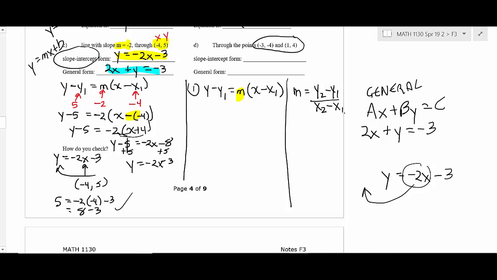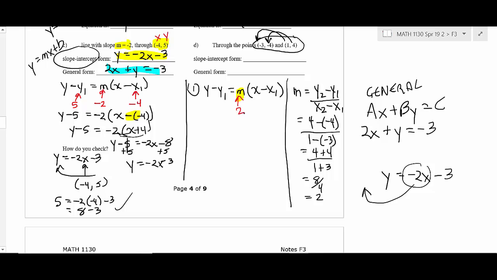You'll use the point slope formula. Okay, so I'm going to go like this. I'm going to do the y's. I'm going to pick this order. So I'm going to go 4 subtract negative 4. And then I'm going to do the x's in exactly the same order. So that's 1 subtract negative 3. So that looks like 4 plus 4 over 1 plus 3. So that looks like 8 over 4. So that slope's equal to 2. Okay? So the 2 goes in there.